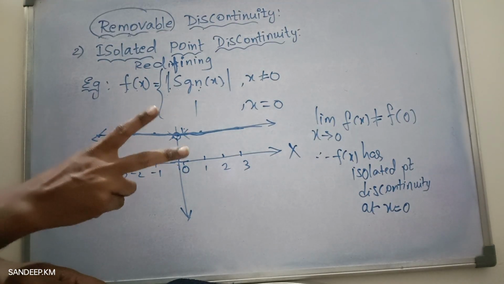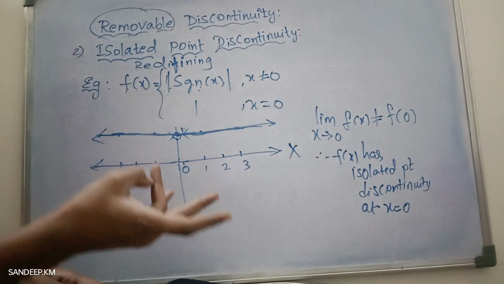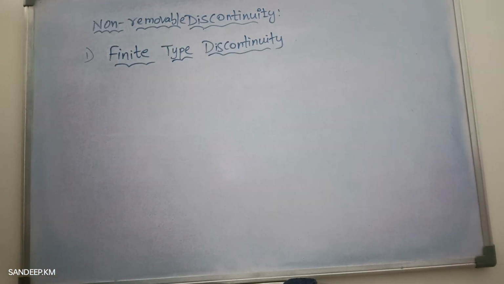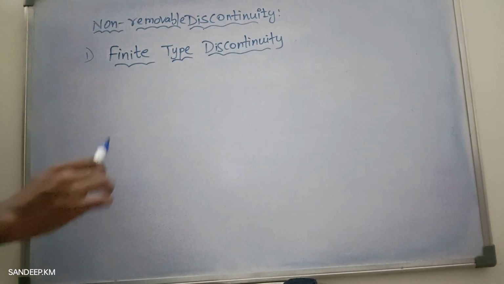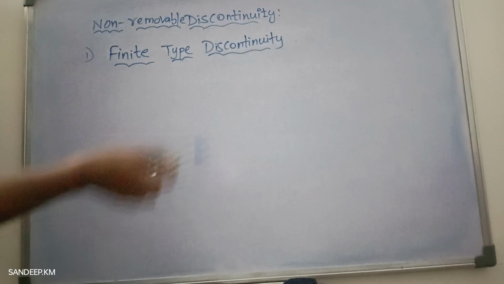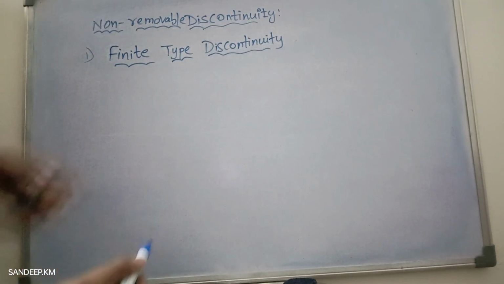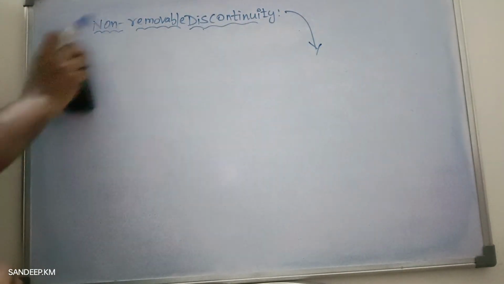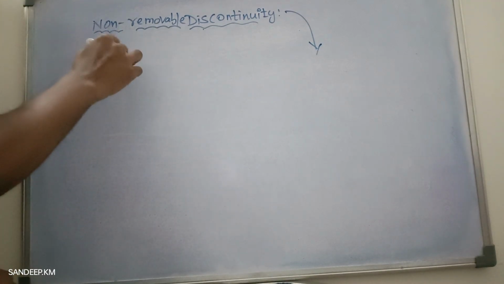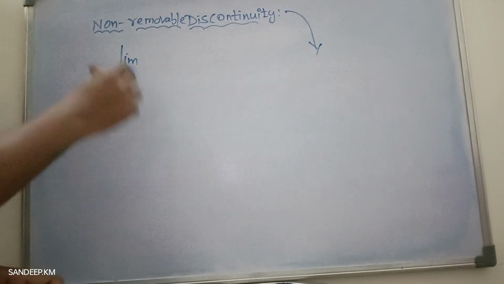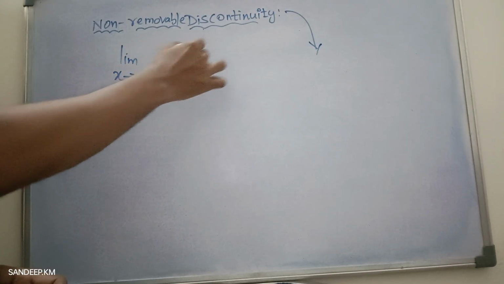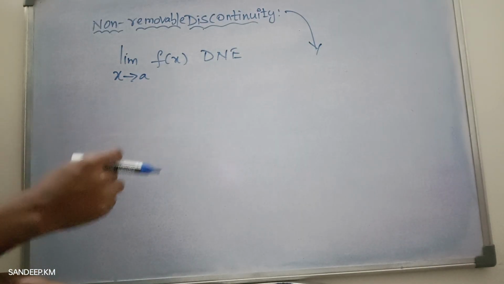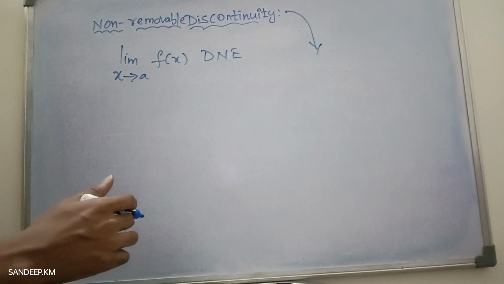So I hope you understood these two types of discontinuity: one is missing point and another is isolated point discontinuity. Next, let us discuss non-removable discontinuities. First of all, let us see what is non-removable discontinuity, and after that we will start discussing its types. Dear students, in non-removable discontinuity, the limit of the function itself does not exist at x equal to a. Limit x approaches a, f of x does not exist. For this reason, that particular discontinuity at x equal to a is called non-removable discontinuity.